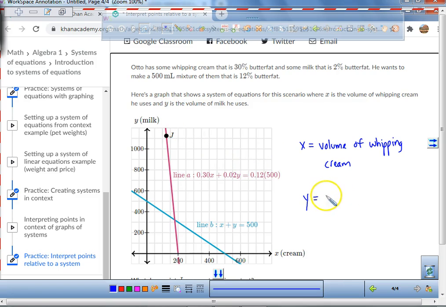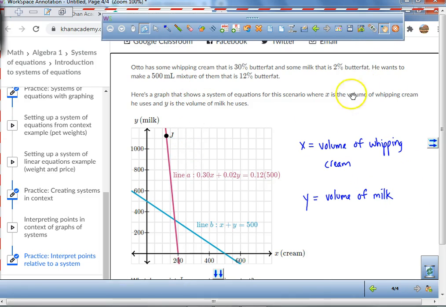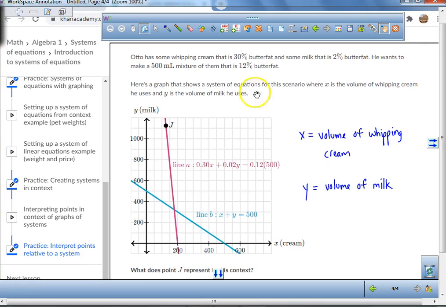And y equals the volume of milk. And it looks like it's in milliliters. We've got cream, we have milk. Yeah, milliliters, so they're both in milliliters. Now, you can see that the whipping cream has a higher percentage of butterfat, and milk has a lesser percentage of butterfat. But we want to have a mixture that's a total of 12%.